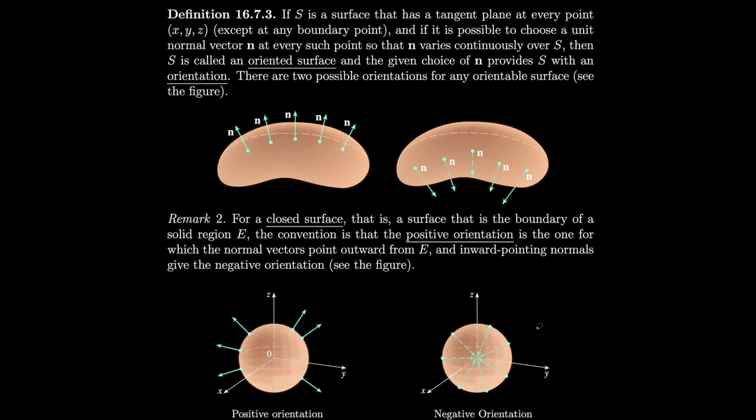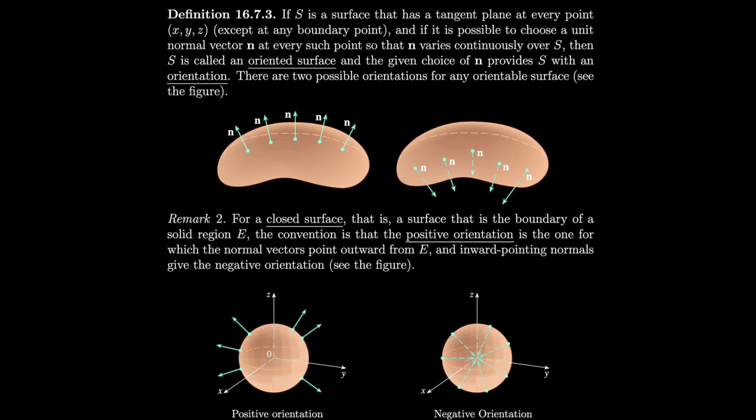So similar to the way that we calculated work using a line integral, we can calculate flux using a surface integral if we define it using vectors. So first we say that if S is a surface that has a tangent plane at every point x, y, z, except at any boundary point, and if it is possible to choose a unit normal vector n at every such point so that n varies continuously over S, then S is called an oriented surface, and the given choice of n provides S with an orientation. There are two possible orientations for any orientable surface. Either we have our normal vectors pointing outward like this, or we have the normal vectors pointing inward. So those are our two orientations.